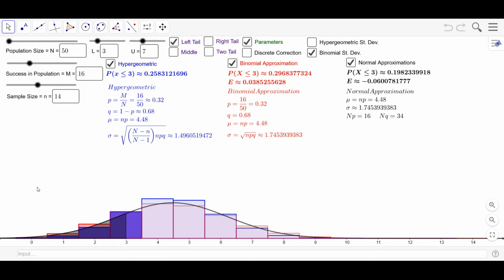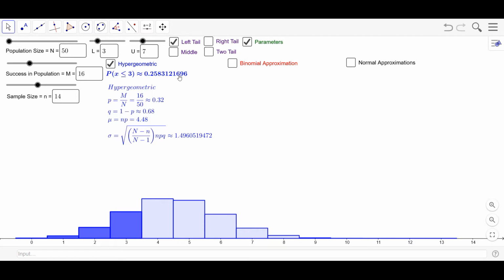In this video, I'm going to be showing you a GeoGebra activity that I put together to help explore hypergeometric, binomial, and normal distributions and how they compare to each other. So let me start by deselecting a few of these things here. And let's start with just a hypergeometric distribution. If you check this box here, the hypergeometric will appear.